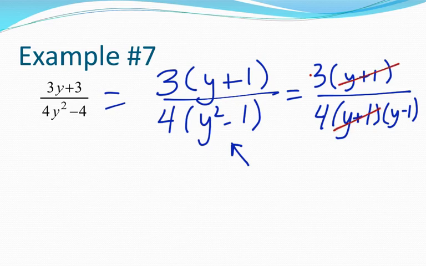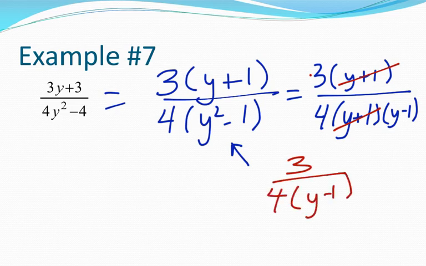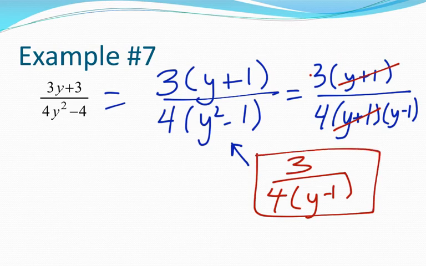Y plus 1 divided by y plus 1 is 1, so what I have left is 3 on the top, and then 4 times y minus 1 on the bottom, and that would be my simplified rational expression.